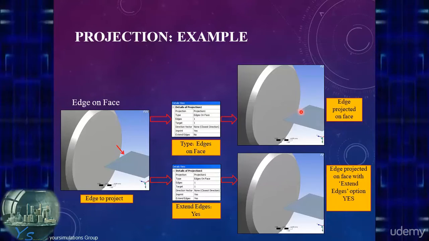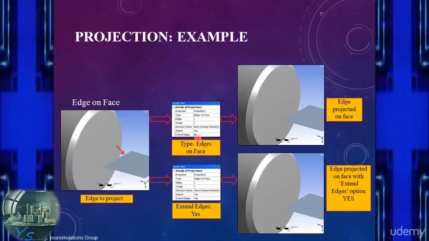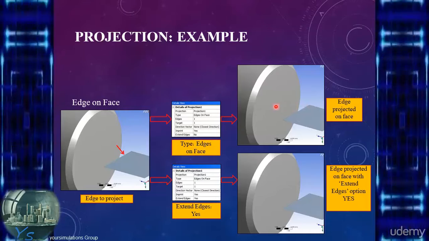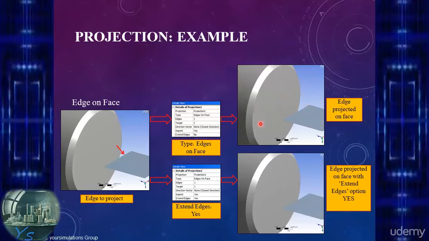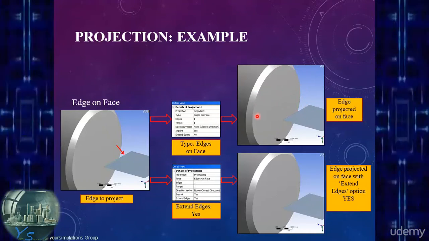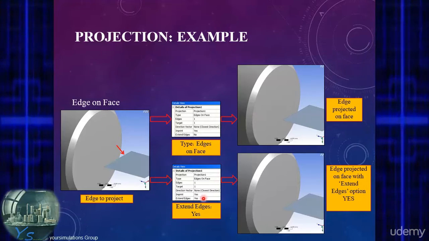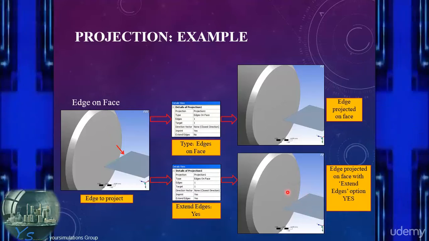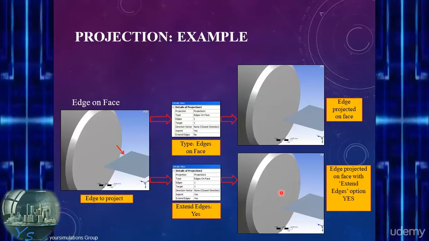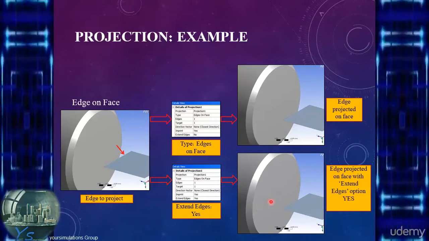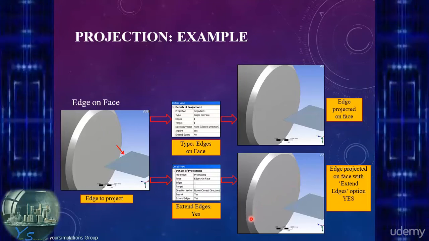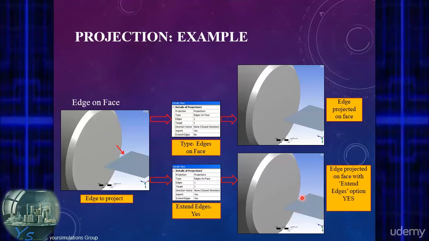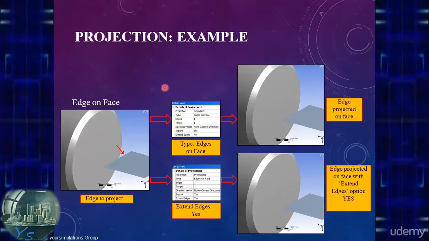So we identify the edge, we identify the face, and we're using, in this case, a direction vector of none, closest direction, to project that edge onto that face, which effectively splits this face and creates this hard edge which resides on this face. Another option is extend edges yes, which will not only project the edge onto the target face, but will also extend it up to the edges of the face in order to create a complete split of the face.